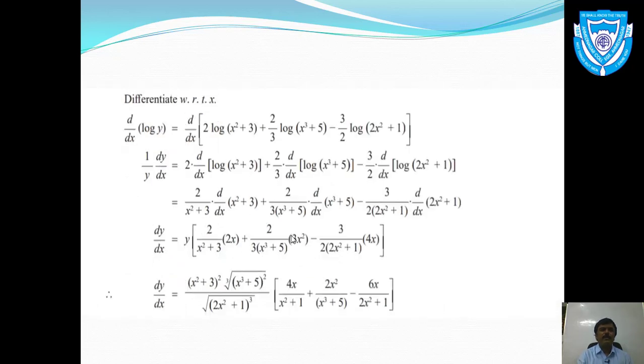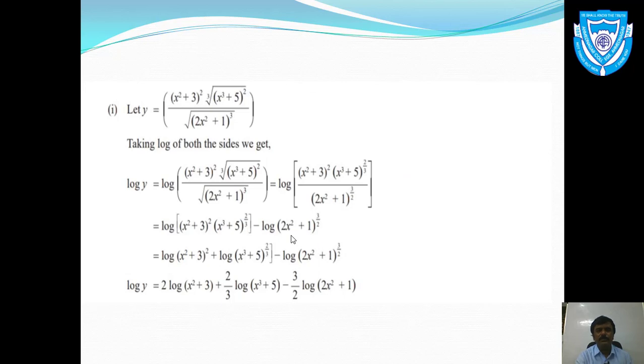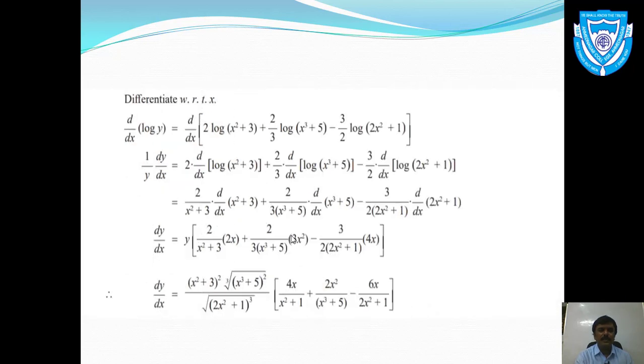Of course, we'll start with differentiating with respect to x. Now you can observe that in the previous slide, in the last step, the function is very simple. You know how to find the derivative of such a simple function. At last, in the second step, I'll tell you, 1 upon y into dy by dx is equal to 2 into the derivative of log of (x square plus 3) plus 2 upon 3 times derivative of log of (x cube plus 5) minus 3 upon 2 times derivative of log of (2x square plus 1).